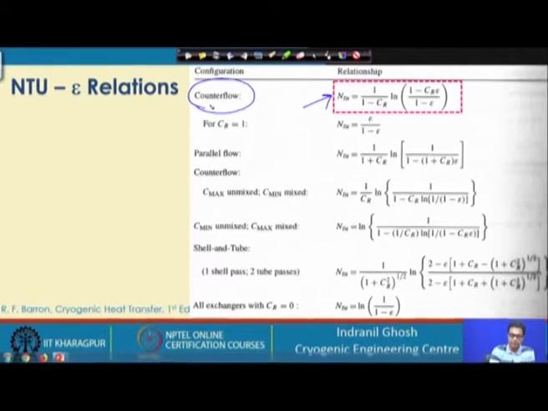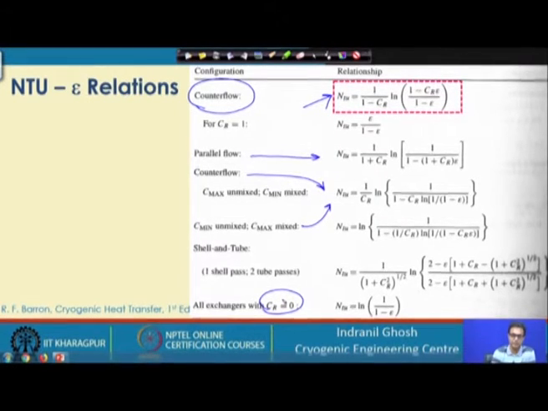And in case of parallel flow, obviously the expression will change, and even in case of counter flow where fluid is getting mixed or unmixed, we will try to solve this problem later on when we discuss the mixed and unmixed fluid problem. We will find that there are a series of expressions for the epsilon and the NTU, and obviously the heat capacity rate ratio. And for all exchangers, when CR equals 0, what does it mean by CR equals 0?